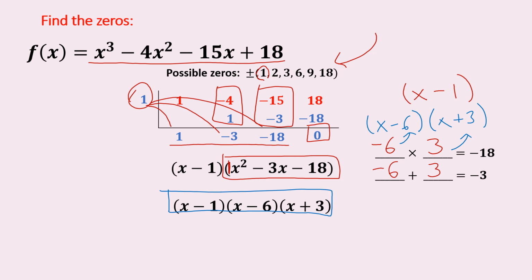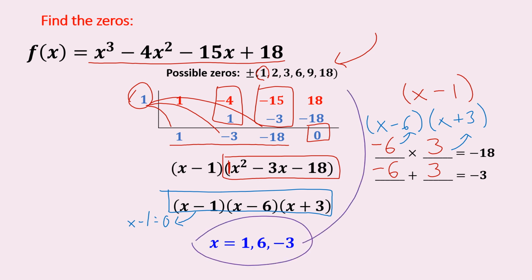We want to find the zeros, so we just take each of these and set it equal to 0: x minus 1 equals 0, x minus 6 equals 0, x plus 3 equals 0. They all just change signs since these are simple equations, and we get our answers 1, 6, and negative 3. When you compare these to our list of possible zeros up here, you should see that all three of those numbers are in that list of possible zeros.